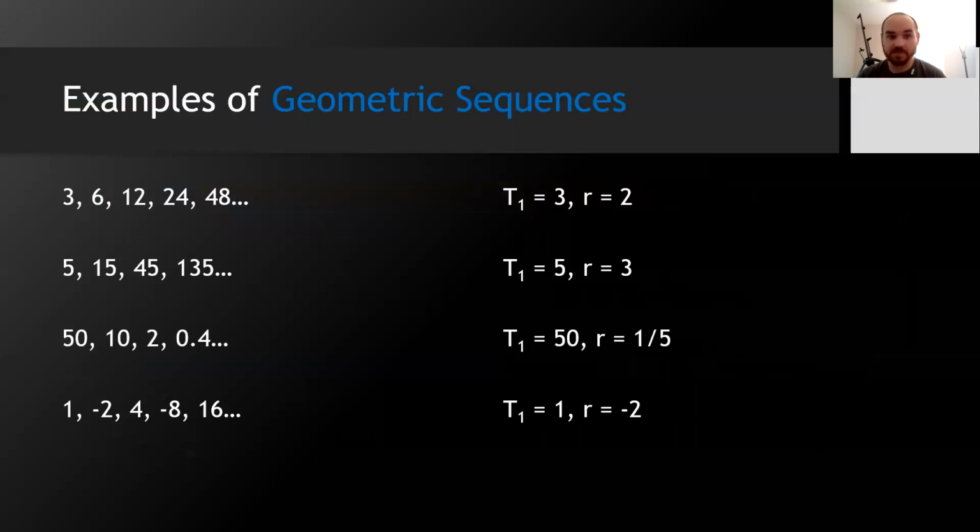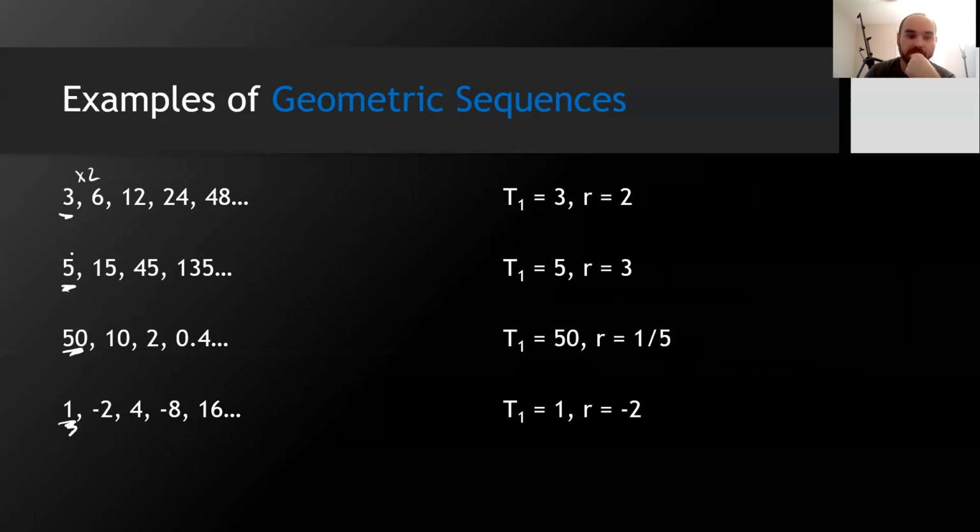So here's a few examples of geometric sequences. Here we have 3, 6, 12, 24, 48, and 5, 15, 45, 135. So in the first one, we're doubling each time. So our R is going to be 2, and our first term is 3. So again, the T sub 1 is super easy, right? You just look for whatever term is first. That's not hard to figure out.